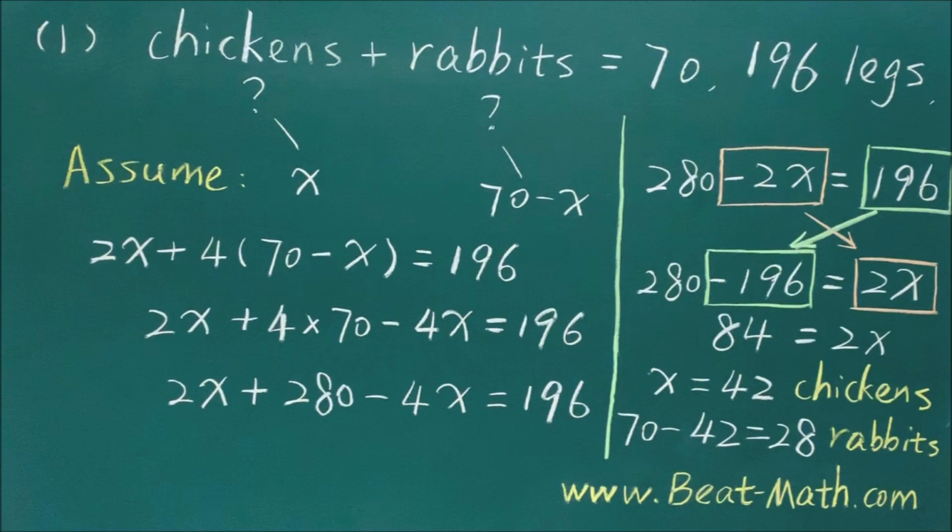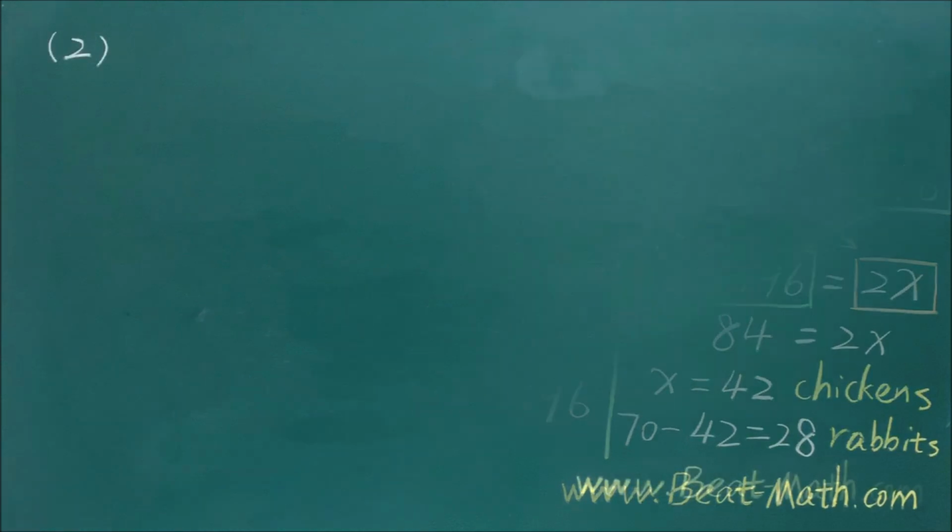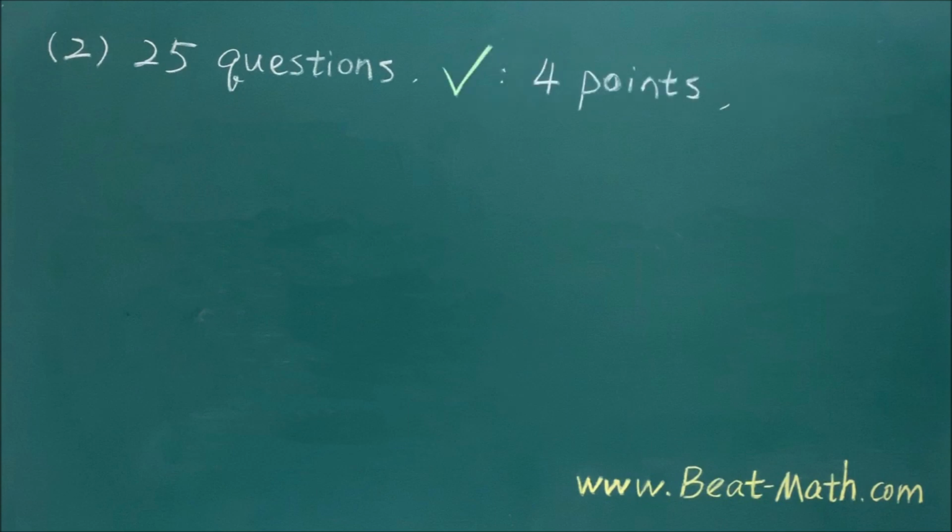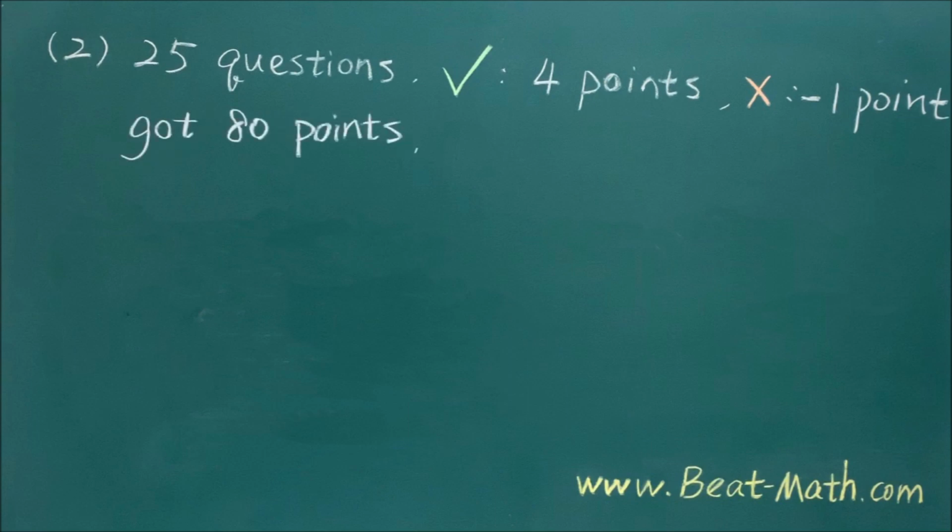To solve the next problem, we leave the farm and go to the classroom. John took a test. There were 25 questions total. If he answered a question correctly, he got 4 points. If he didn't answer the question or answered incorrectly, he lost 1 point. He got 80 points altogether. So how many questions did he answer correctly?